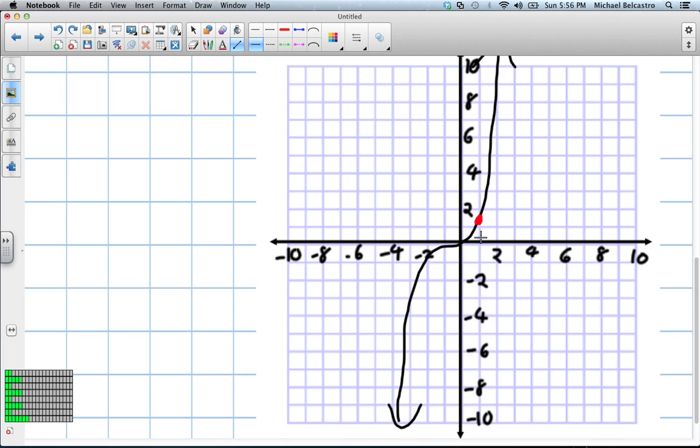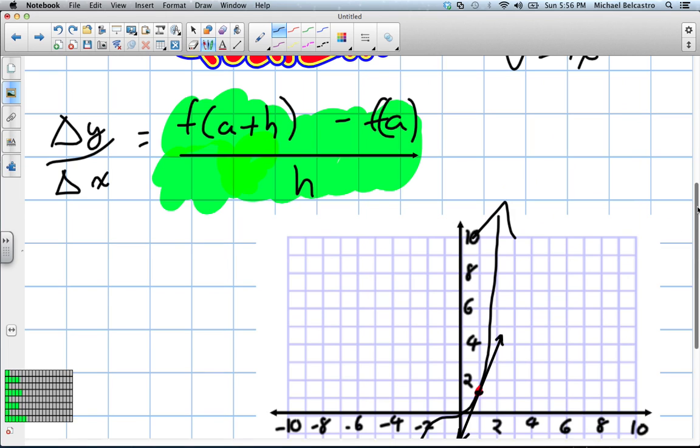Okay, we're trying to find a slope at 1. Well, what they're looking for is a line that's actually considered tangent to this. Okay, so do you see it doesn't cross through, it just touches and goes away. And that's called a tangent line. So we're looking for the slope at that exact point. That's this point here.